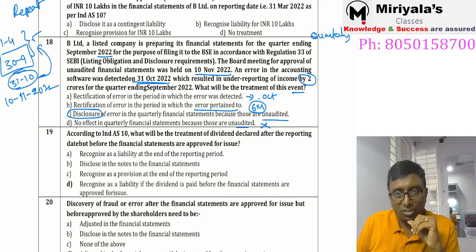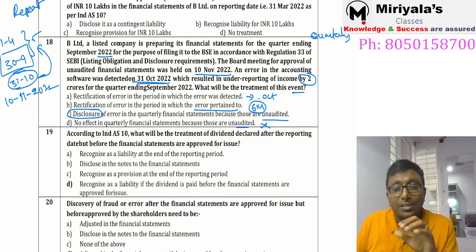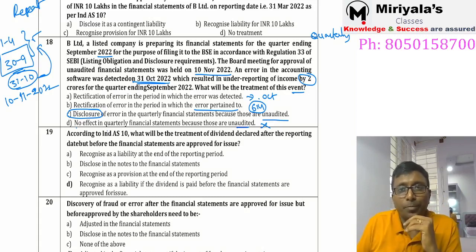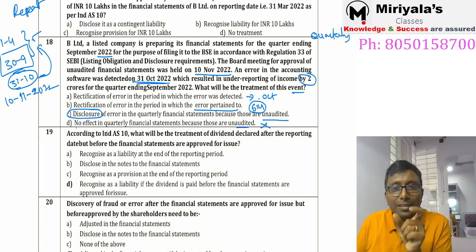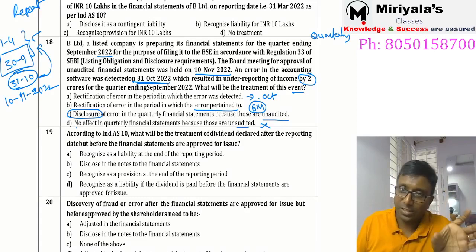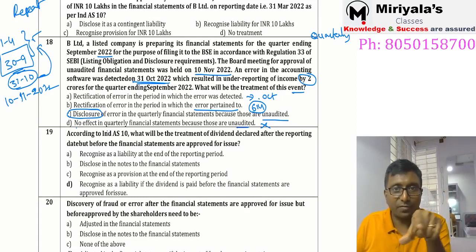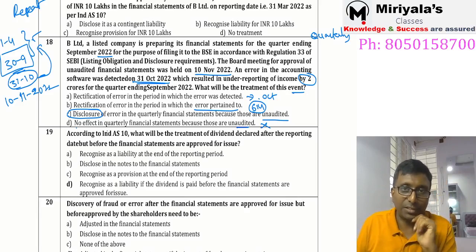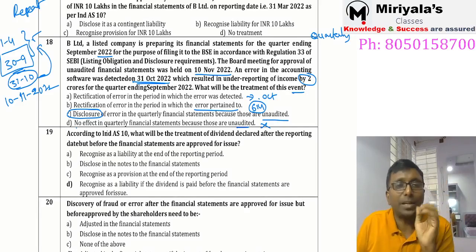What do you mean by retrospective restatement? Yes, as if the error did not happen. So that means first, what is your job? I should identify which period the error pertains to. If the error is pertaining to the first 6 months, then whatever quarterly financial statements you are preparing, it is supposed to be adjusted in that financial year. That financial statement itself will be adjusted.